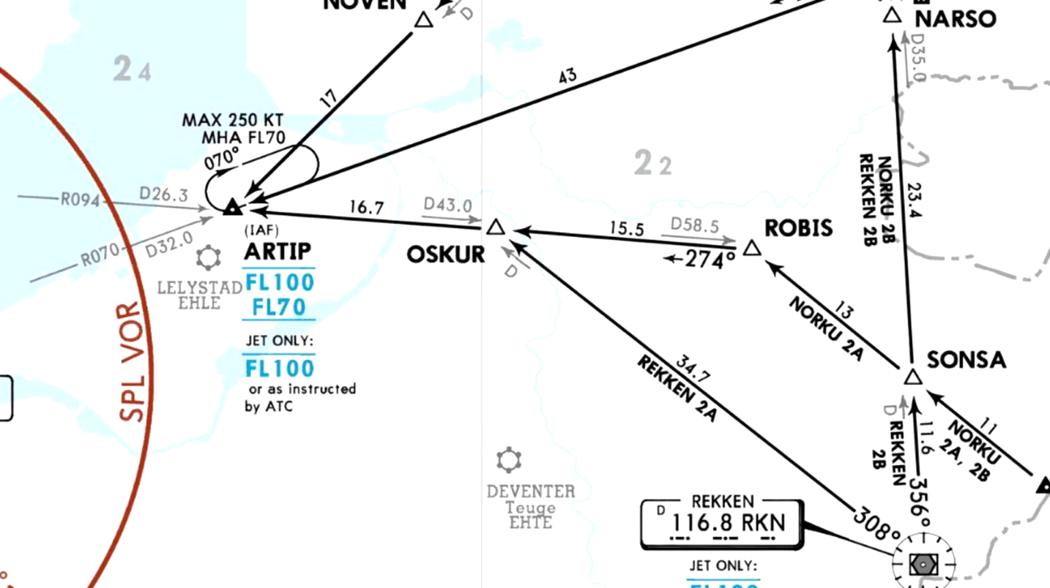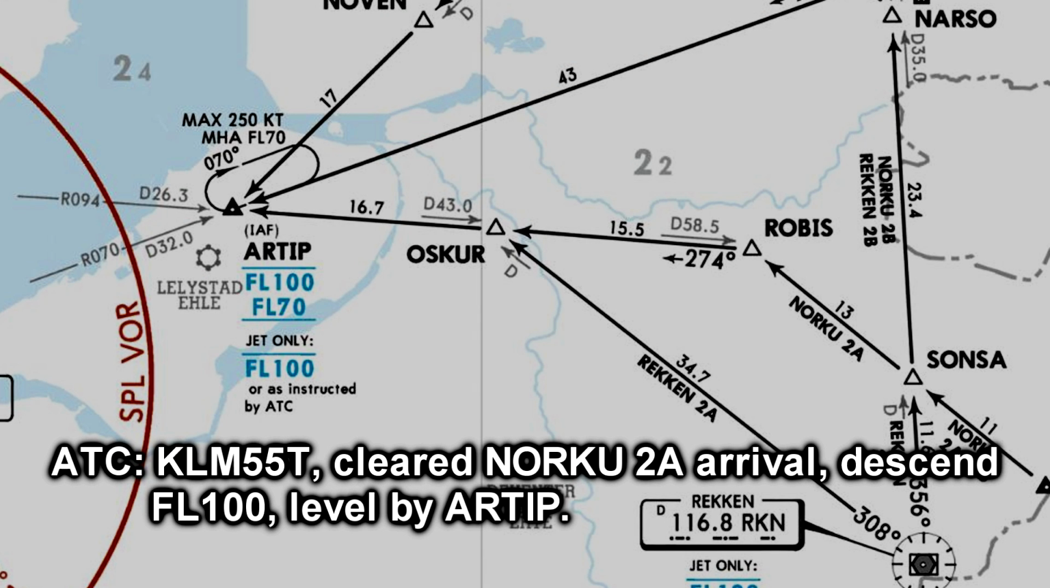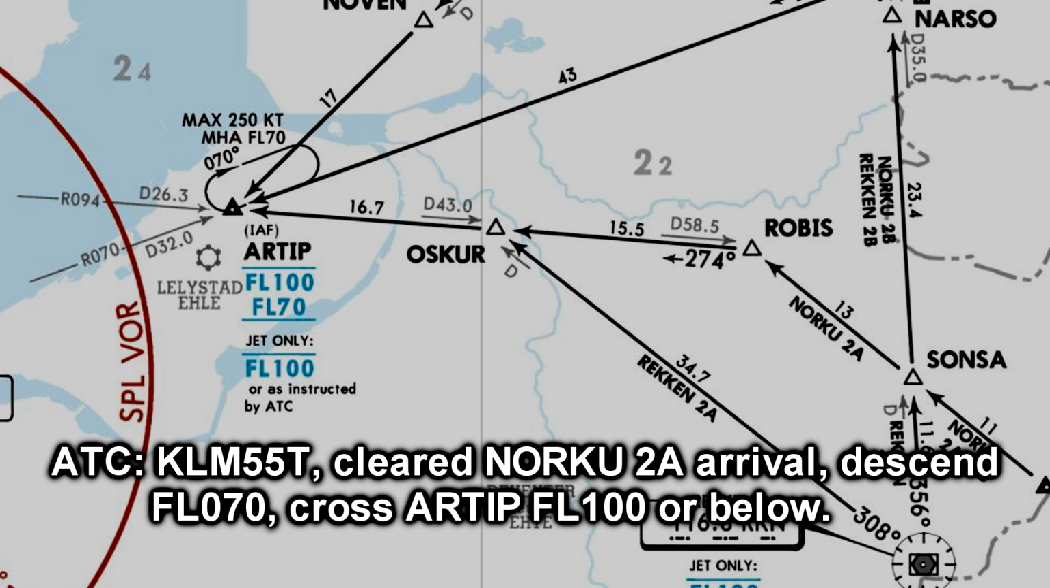Now, for example, an air traffic controller might not specifically say that you have to descend via the STAR, but simply gives you a restriction at a particular waypoint. For example, KLM 55 Tango, cleared Norco to Alpha arrival, descend flight level 100, level by RTIP. And that basically means that you have to be leveled at the RTIP waypoint at flight level 100. Or something like this: KLM 55 Tango, cleared Norco to Alpha arrival, descend flight level 70, cross RTIP flight level 100 or below. As you can see, that's a little bit of a different instruction.